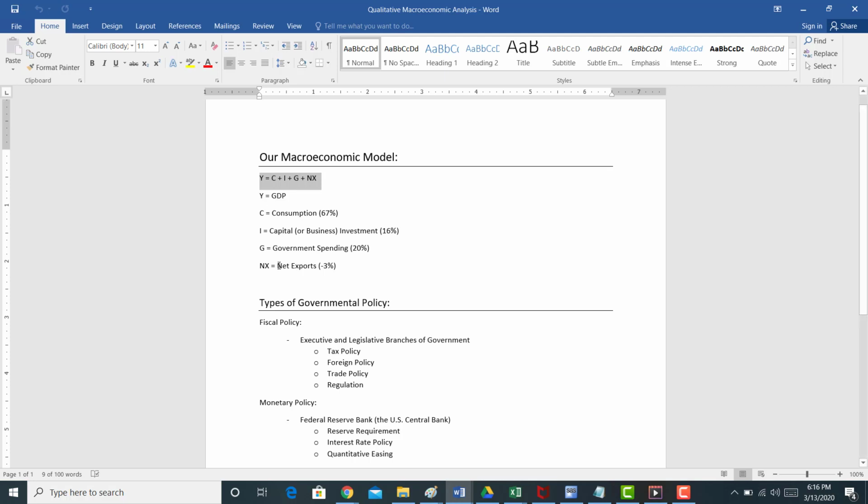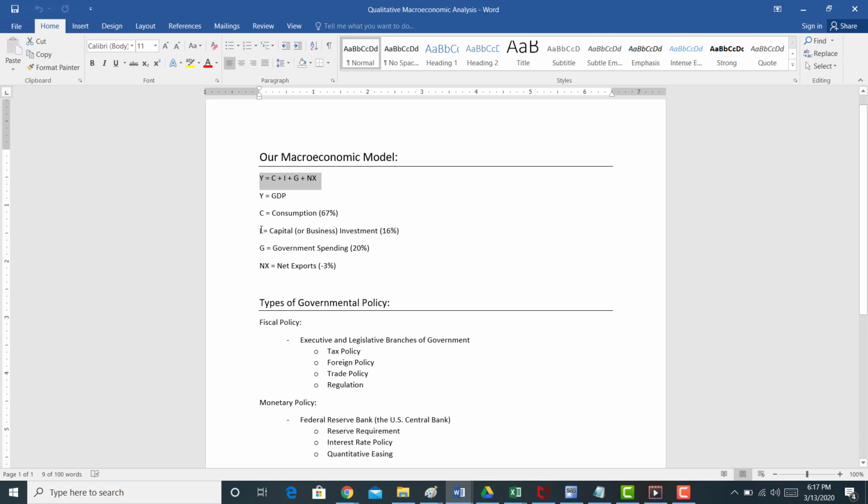Last but not least is net exports. Historically, the United States has been a net importer. We import more than we export. Net export makes up about 3% of GDP. This is the model that we're going to use. This is a very basic model. In subsequent videos, we're going to talk about a whole bunch of other factors that probably should be included in this model, but we aren't going to do that because we need some simplicity.